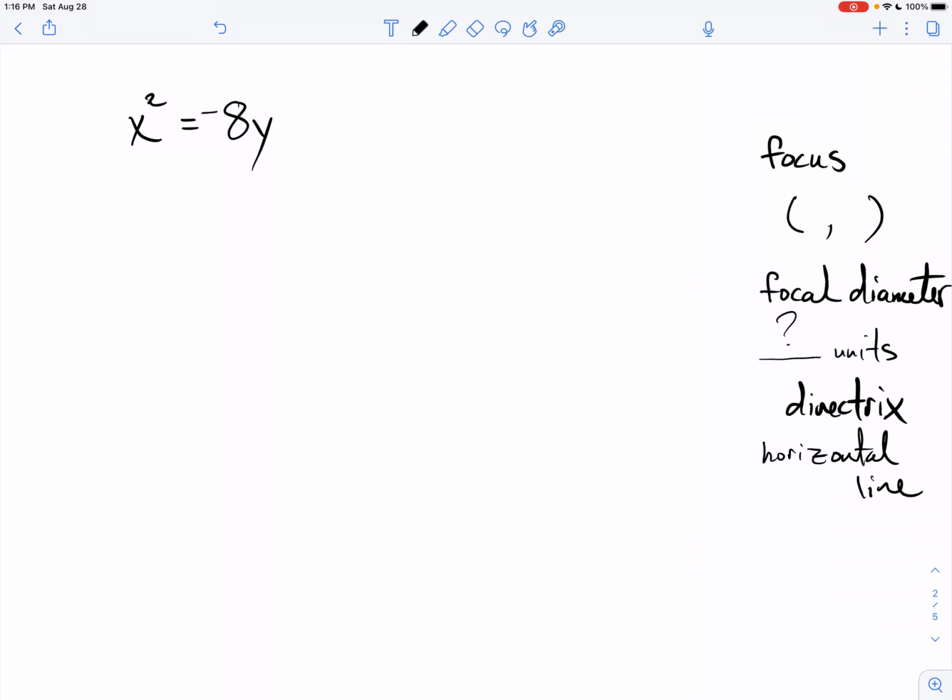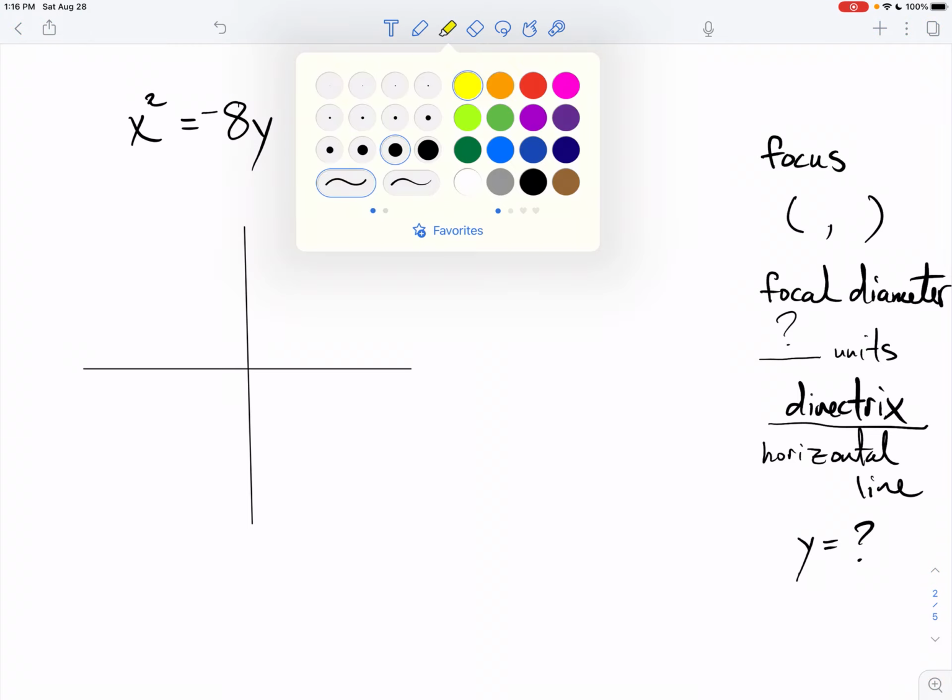So my directrix this time is going to be a horizontal line, so it's going to be y equals some number. Now I'm going to fill in all these blanks as we go, but I know I'm going to graph. There we go. Oh, much better. And here we go. I'm going to start with a yellow highlighter.